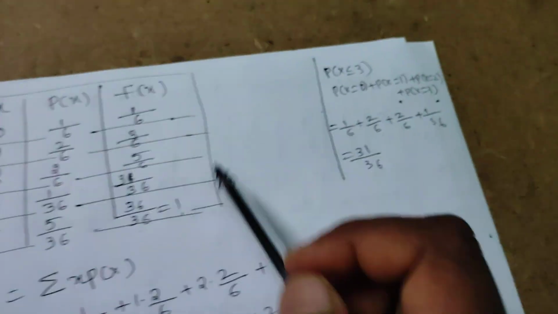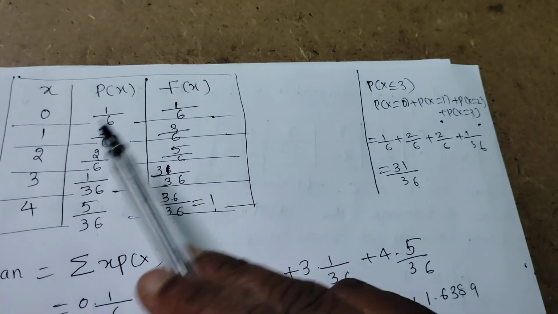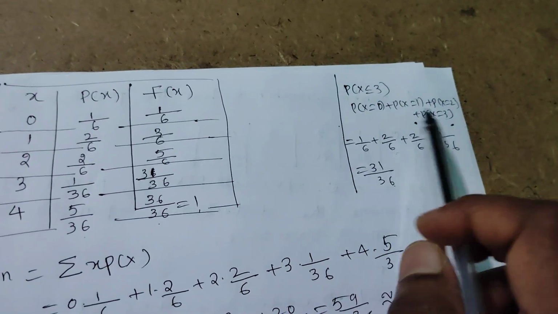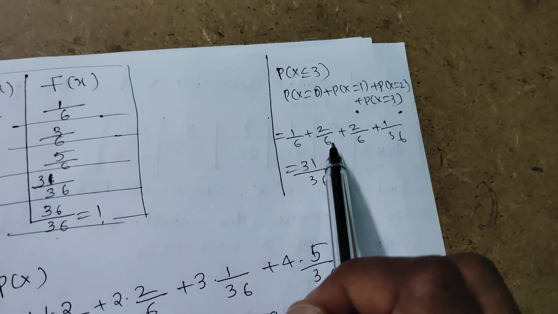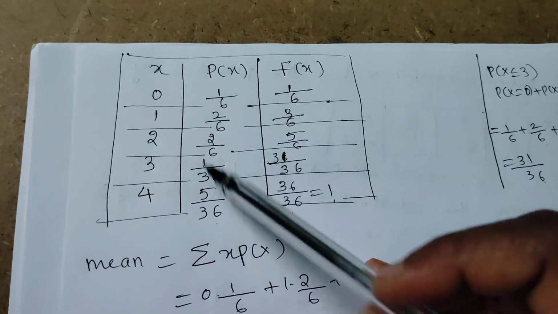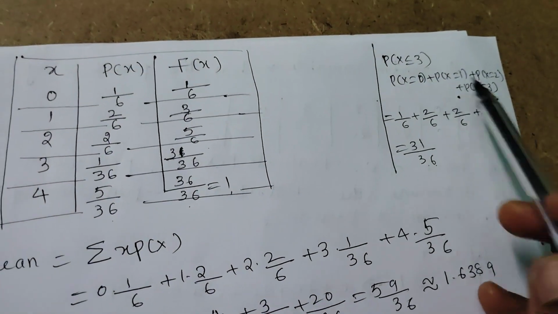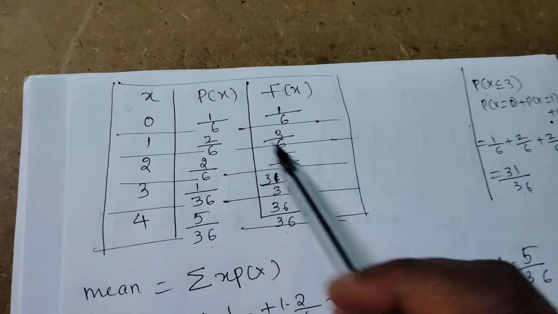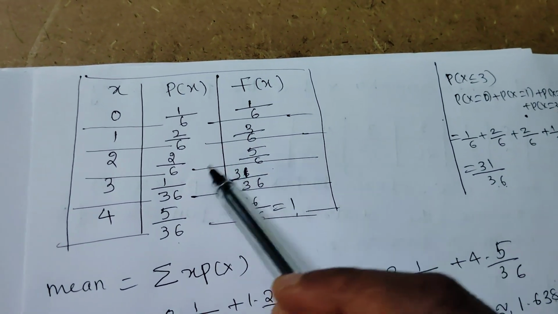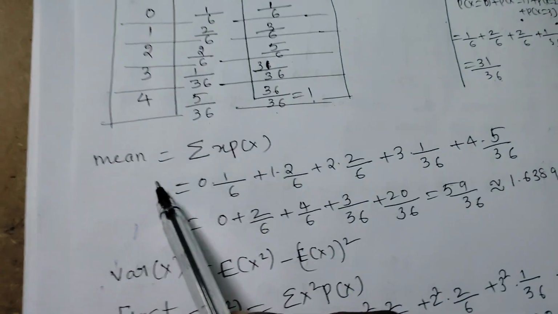For example, if I want P of X less than or equal to 3 separately, without using this table, we need to write X equal to 0 plus X equal to 1 up to 3. From 0 to 3, we get 1 by 6 plus 2 by 6 plus 2 by 6 plus 1 by 36. If I add, what did I get here? 31 by 36. Here also 31 by 36. Instead of doing this long calculation, we can write this table. For the first one same, for the second one add like this, for the third one add like this, and we get the values.